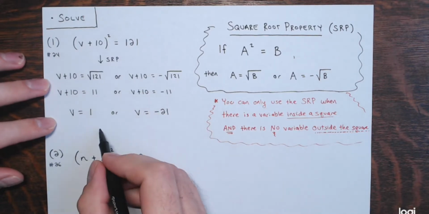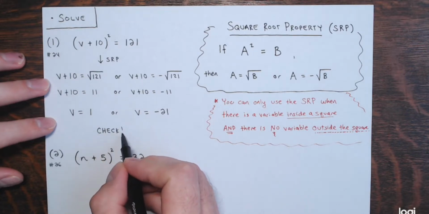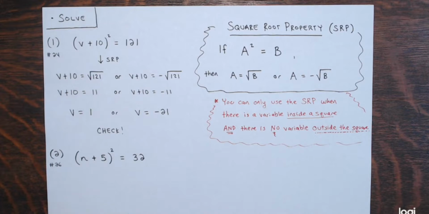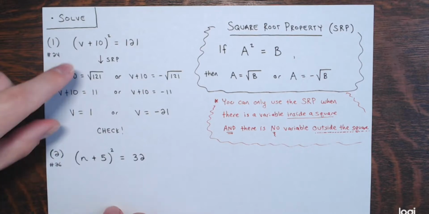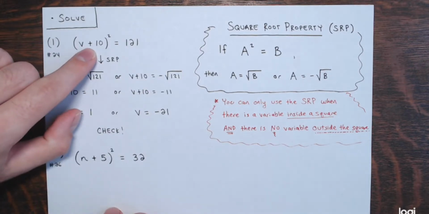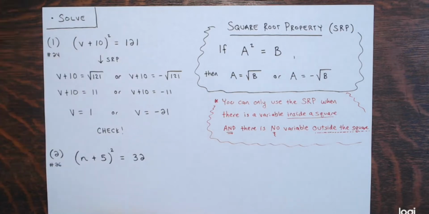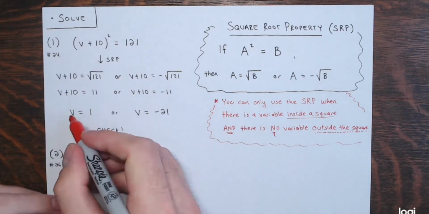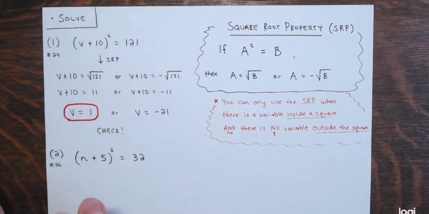And then don't forget, you always need to do this. You should always be doing this. Check your answers. Check back in the original equation. Now when v equals 1, you'd have 1 plus 10, which is 11, and 11 squared is 121. So that works. So I'm going to circle that. So v equals 1 is a solution.